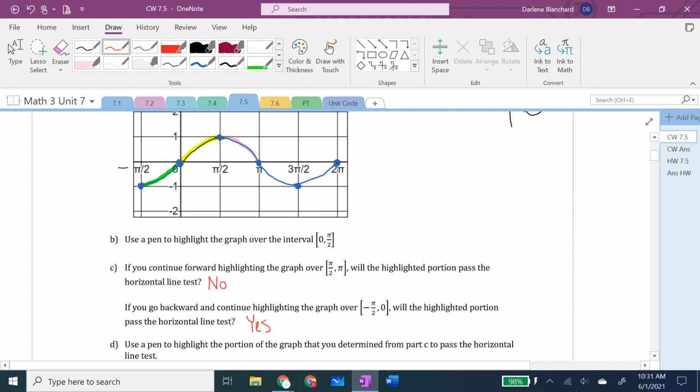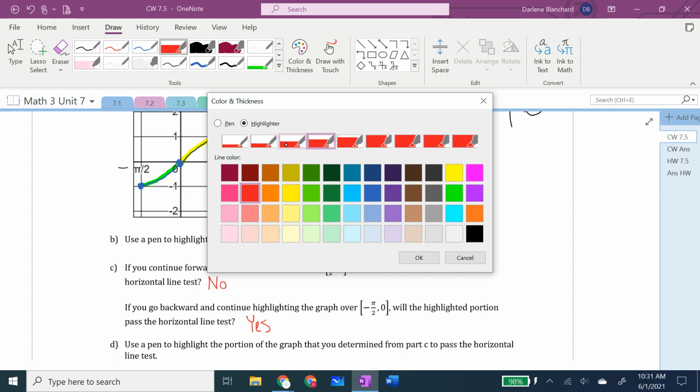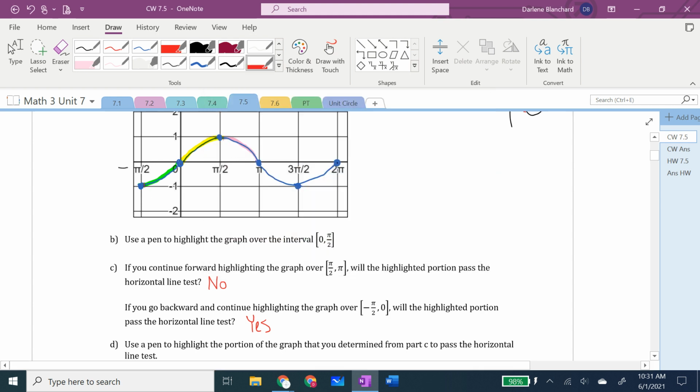And then I want you to make sure that you clarify to yourself the portion that passes the horizontal line test. Let me bring that down just a teensy bit. And then I'm going to overemphasize this piece right here. That is the part of sine that is used for the inverse of sine.